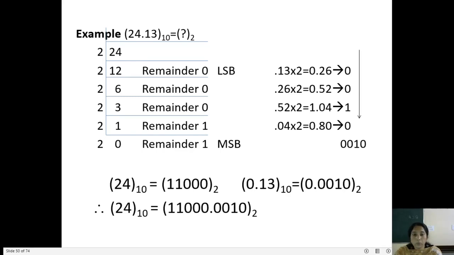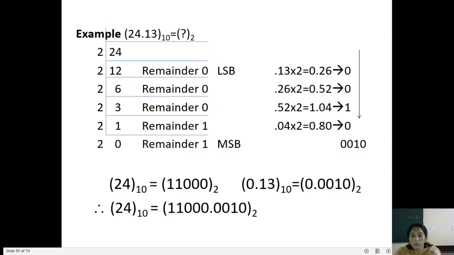There we are keeping from bottom to top. Here you want to keep from top to bottom. What will be the output here? 0.13. We have multiplied continuously by 2, and finally we got a recurring result, so we have stopped at the fourth place value itself, and we have kept the value from top to bottom: 0 0 1 0.